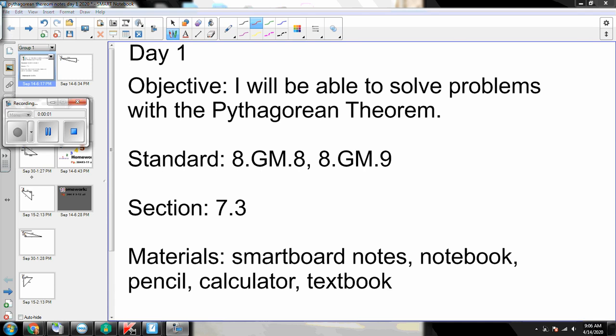The objective is to be able to solve problems using the Pythagorean theorem. This is chapter 7, section 3, and you will need a calculator for these problems. It would be a good idea to follow along and take notes on how to use the Pythagorean theorem to solve problems.